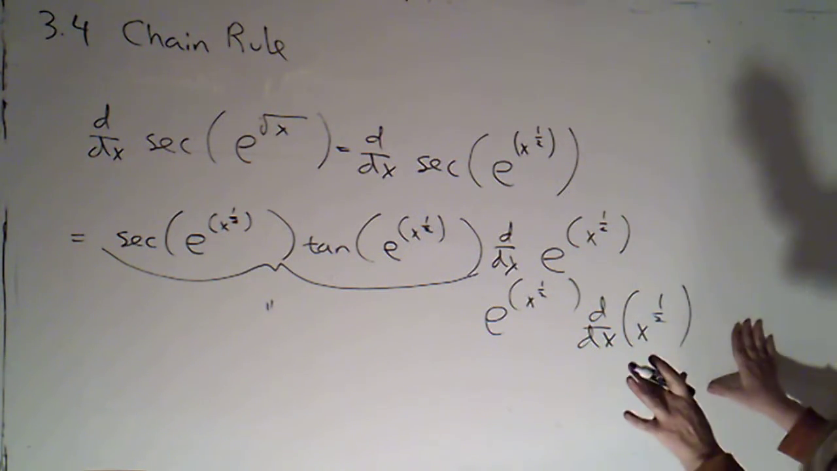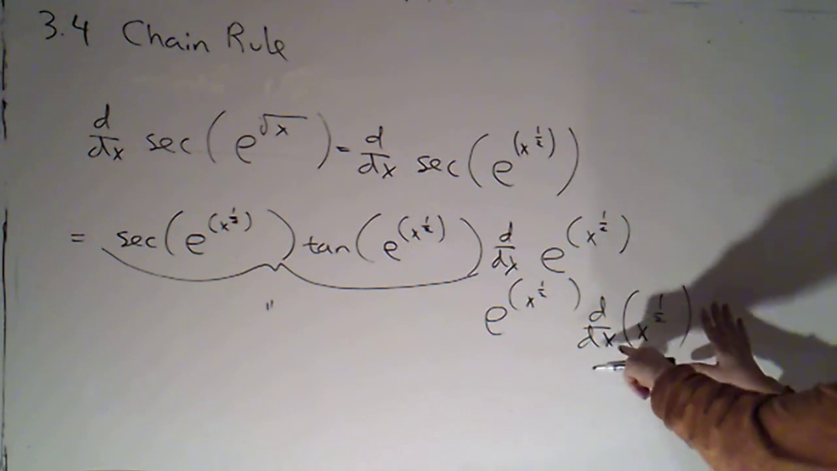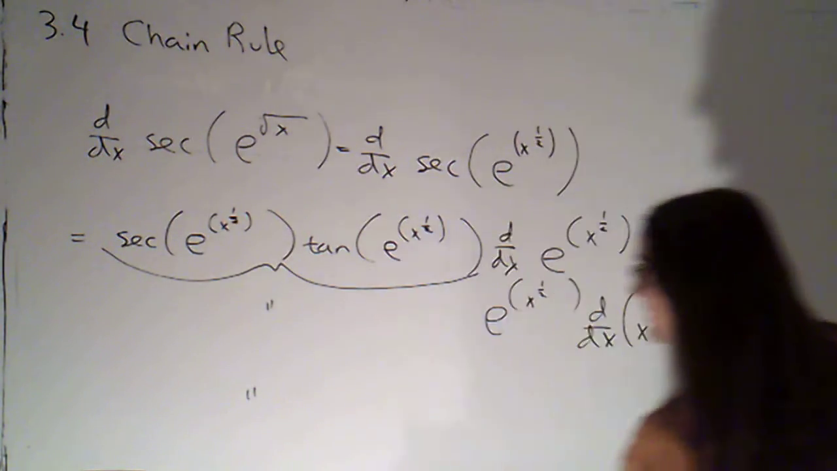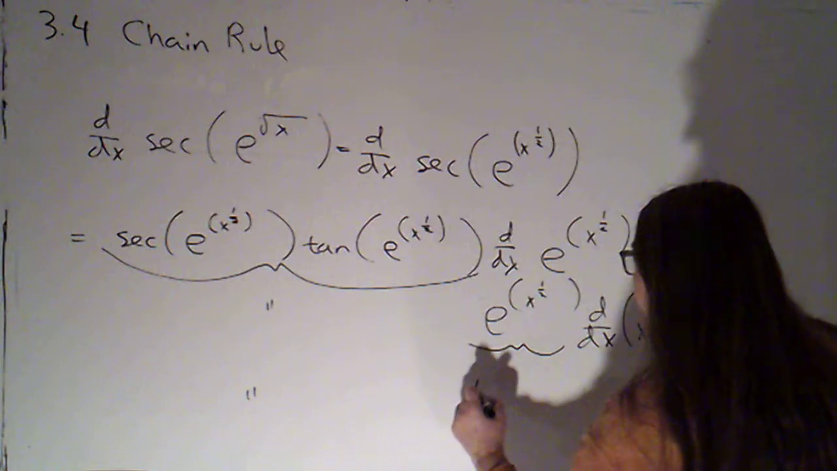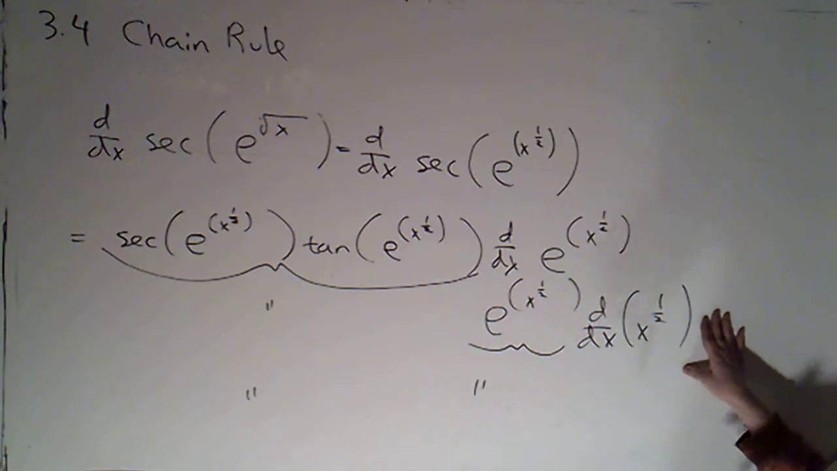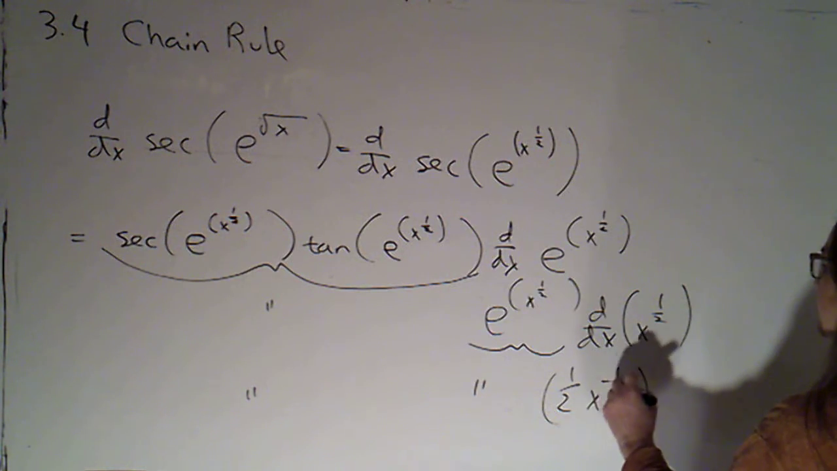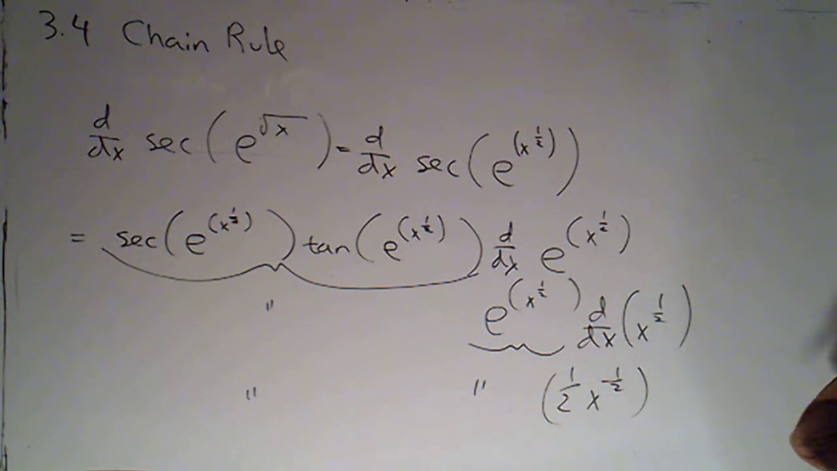Okay. So now I need to evaluate this derivative. I still have that first derivative. I still have the e to the x to the 1/2. Now I'm also going to have a 1/2 x to the negative 1/2.